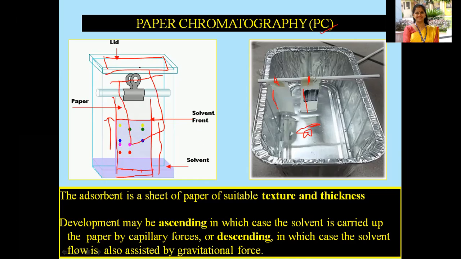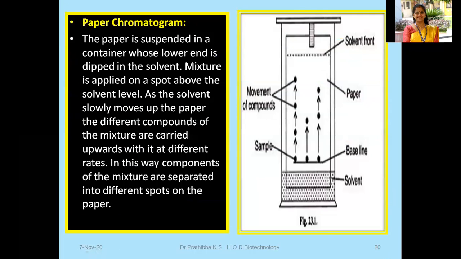It means here the mobile phase is from top to bottom, not from the bottom to the top. Development may be ascending, in which case the solvent is carried up the paper by capillary forces, or descending, in which case the solvent flow is also assisted by gravitational force. Paper chromatography. The paper is suspended in a container whose lower end is dipped in the solvent.